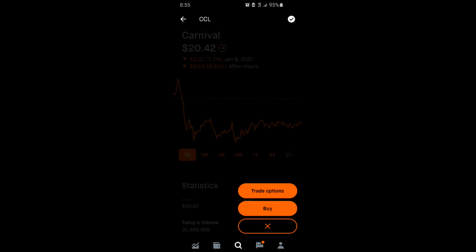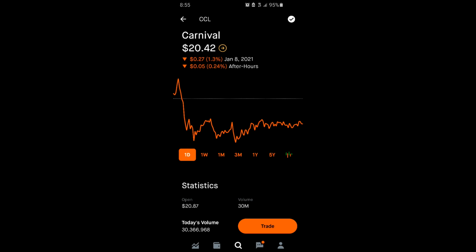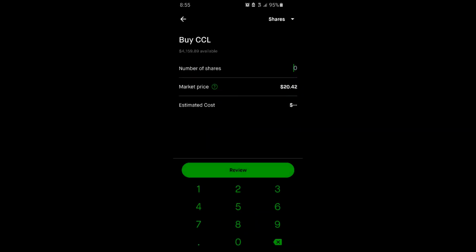When you click on it, depending on if you have options enabled on your account or not, obviously I do, that's why you see the button there, it'll pop up or not. But if you don't have it enabled, then whenever you hit this trade button, it'll automatically go to this buy button. And whenever you hit the buy button, that's talking about stocks only and not options or anything else.